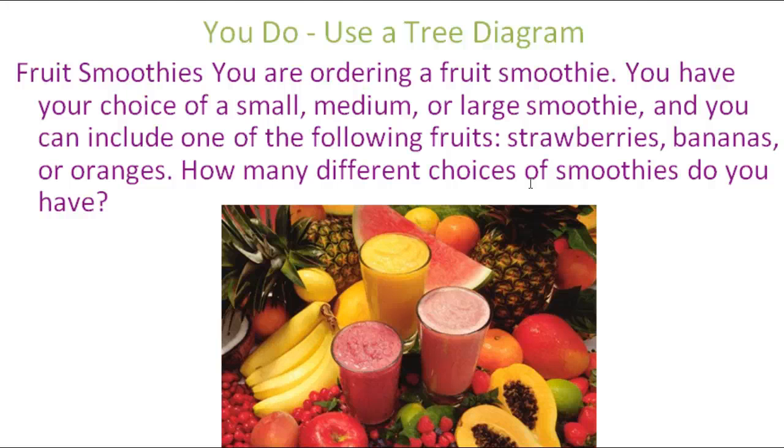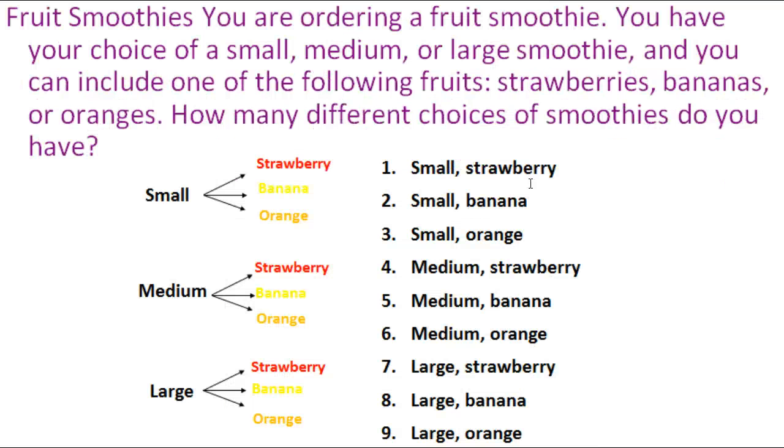Okay, so hopefully you can check your answers here. You should have ended up with 9 different possibilities. Here are your tree diagrams. You can either do a small, medium, or a large. And we have 3 different flavors or fruits that we can mix in with them. So that would be our tree diagram.